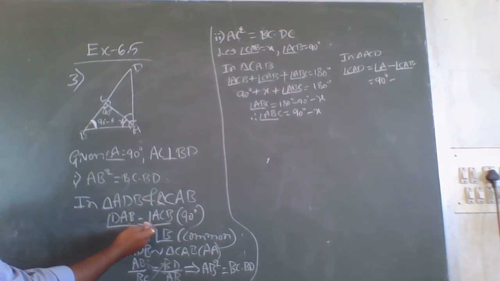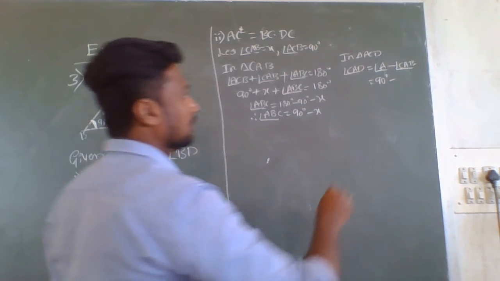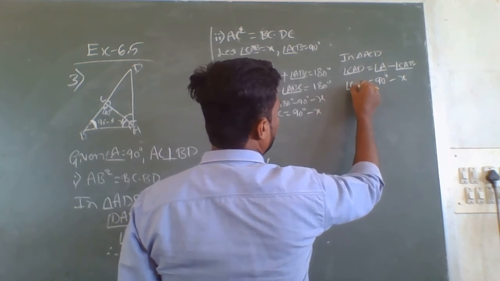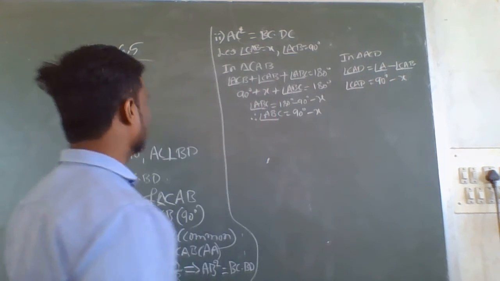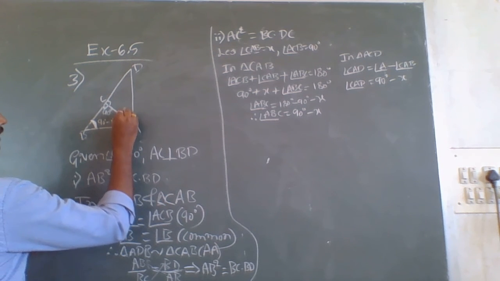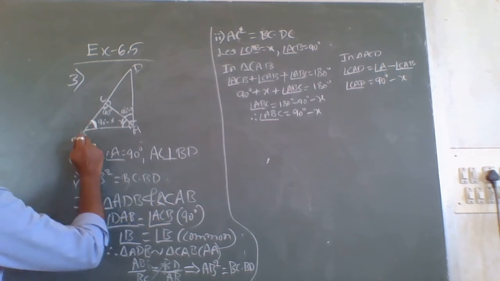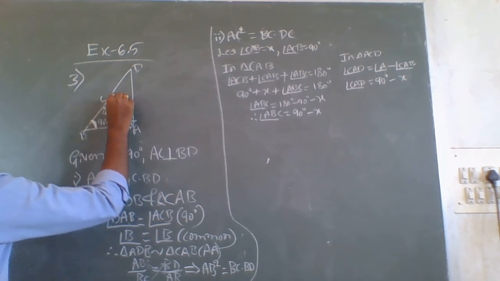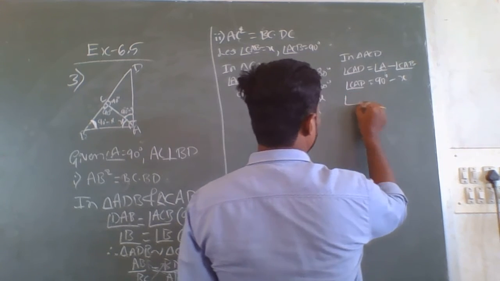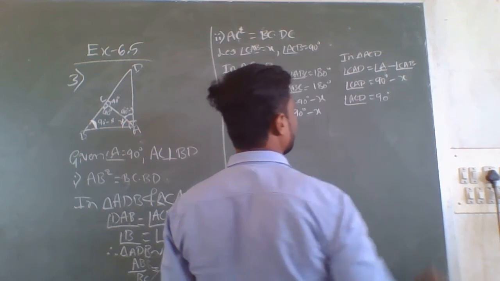We considered angle CAB as x here. So we get that angle CAD is 90 degrees minus x. Means this angle is 90 degrees minus x. And we know AC is perpendicular to BD, therefore this is 90 degrees. So we can write angle ACD equals 90 degrees.